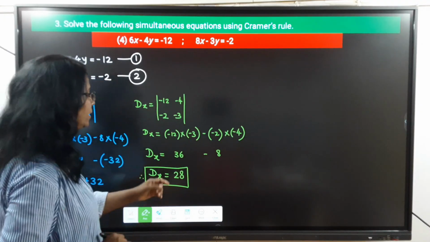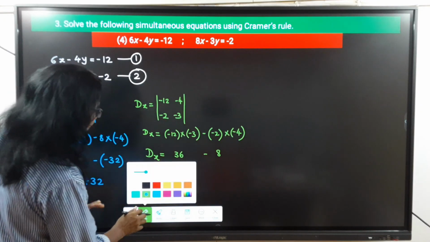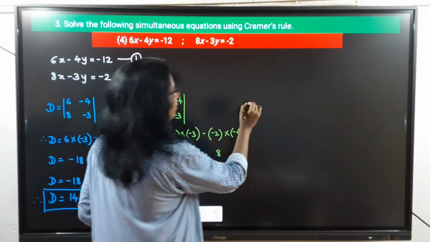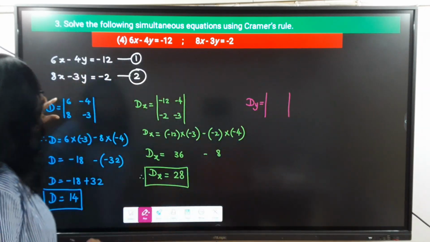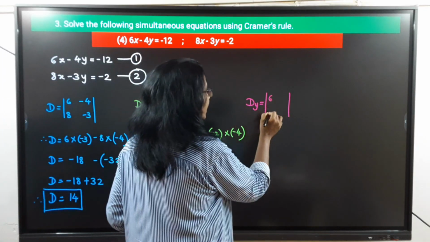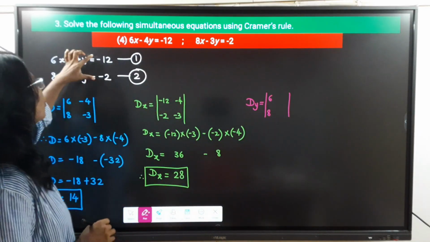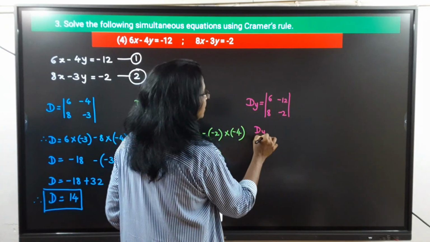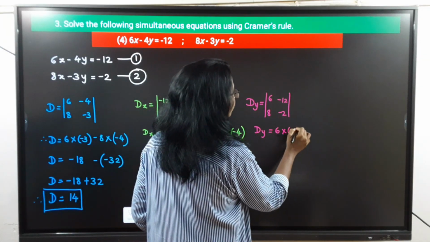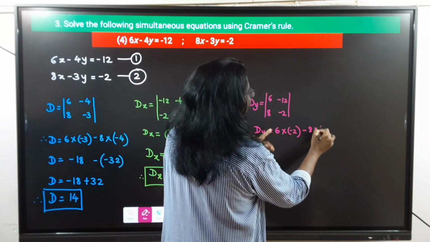Okay. Then the next one is finding Dy. First, write down the arrangement here. Write the first column as it is, 6, 8, but in the second column write the constants, -12, -2. Then Dy = 6 × (-2) - 8 × (-12).